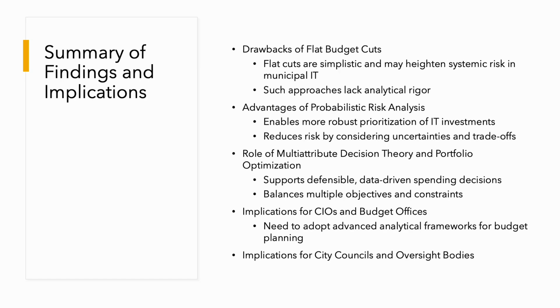In summary, flat cuts are dangerous. They increase systemic risk and lack analytical rigor. PRA enables smarter prioritization, integrates uncertainty, and optimizes resource allocation. CIOs and budget offices need to use these tools. Oversight bodies benefit from the transparency they bring.